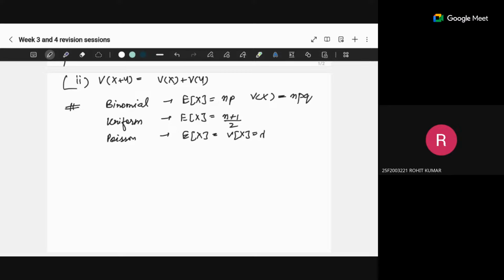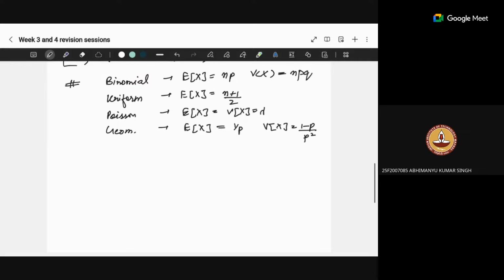Binomial, uniform, Poisson. Any other distribution? We have geometric. What is the expectation of the geometric distribution? 1 by p, and the variance of x will be equal to (1 minus p) by p square.